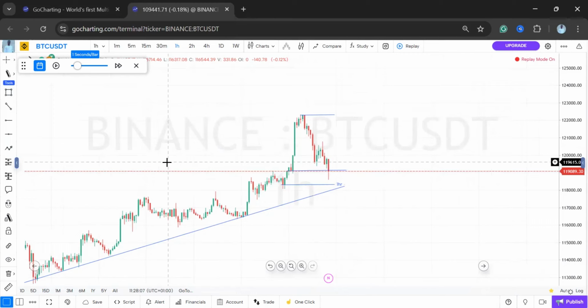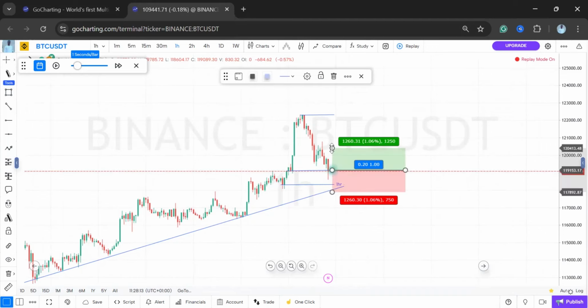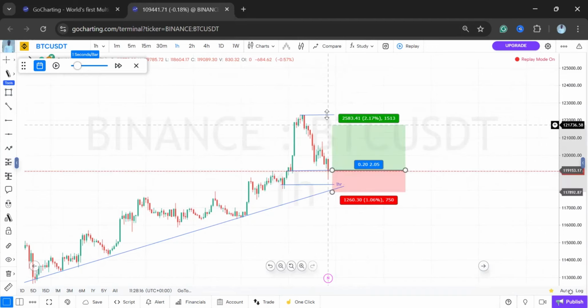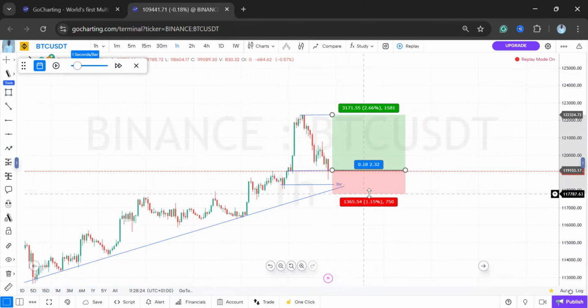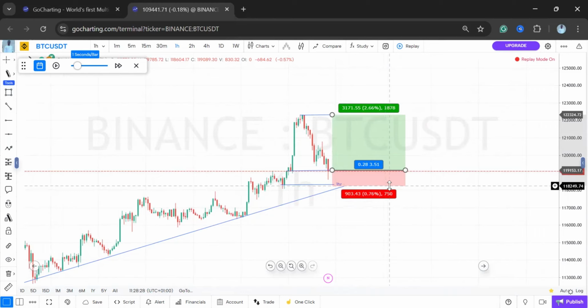So what will I do right now? I'll place my long, because I'm looking to re-enter from here. So I'll place my long. My SL has to be below this, below this trend line. My SL, okay, I'll place it below this 1 hour zone.